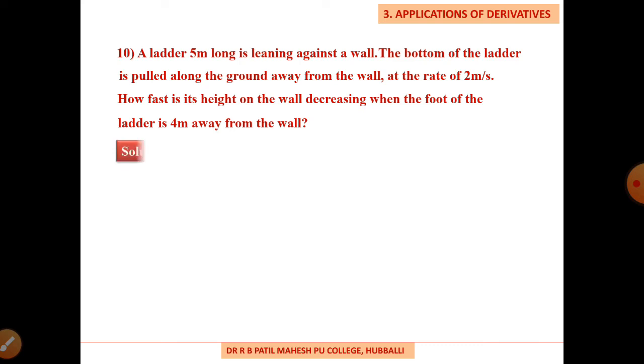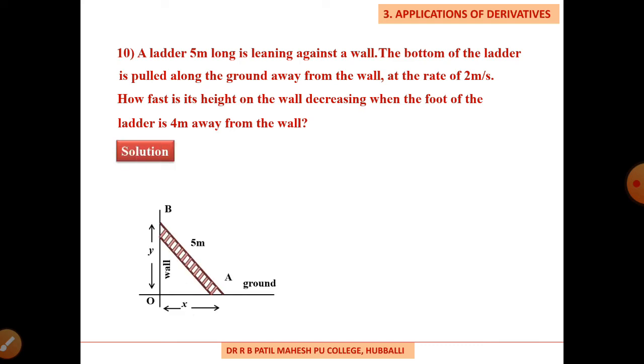So in this example, we can consider this. The length of the ladder is 5 meter. Now you can consider this as the x and y axis, or you can consider this is a wall and this is the ground, and then the height of the ladder, and next the distance from the wall to the point A. So we can consider the variable x as the base and y as the height.